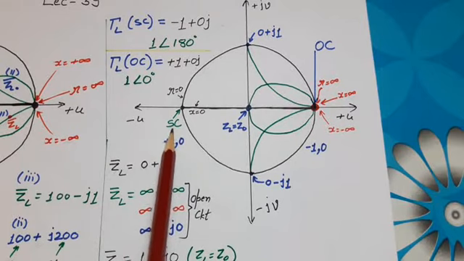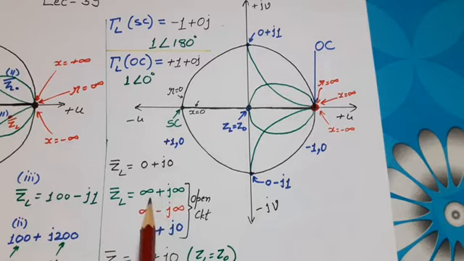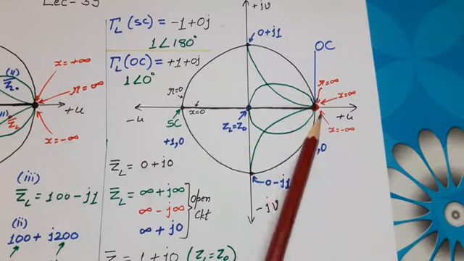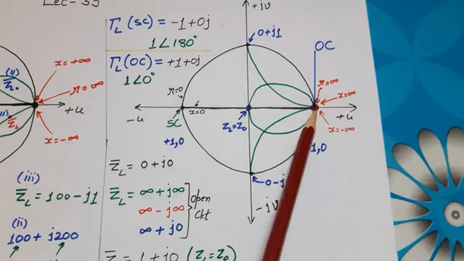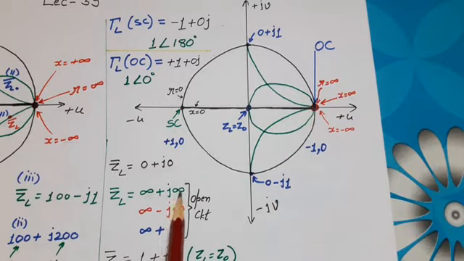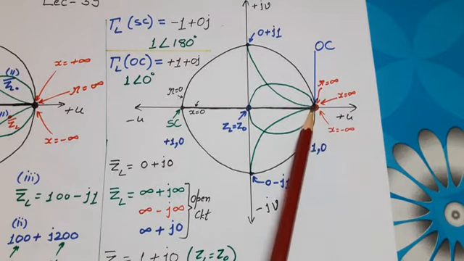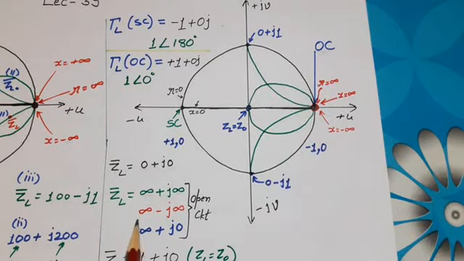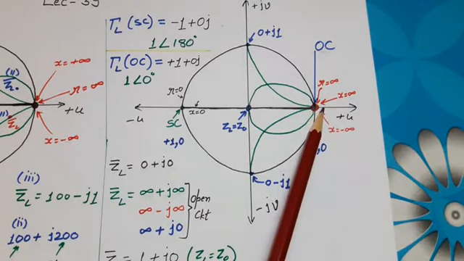Now the next important load is infinity plus j infinity. This is the open circuit load, where R is equal to infinity and X is equal to infinity. To mark this, first we find the R equal to infinity circle, and that circle is a point at minus 1, 0. If we find X equal to infinity, the same point corresponds to X equal to infinity. So this is the open circuit point. Infinity minus j infinity is also an open circuit condition, and the same point represents infinity minus j infinity, because this point corresponds to X equal to minus infinity also.